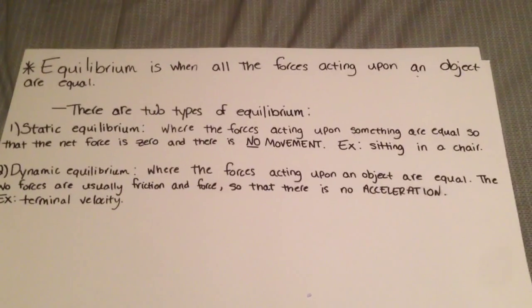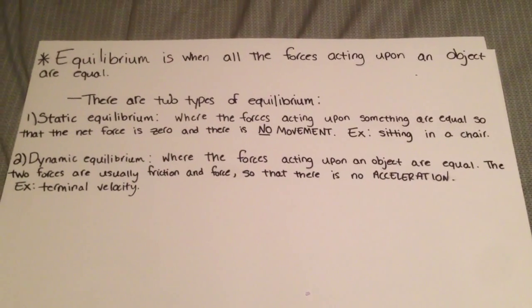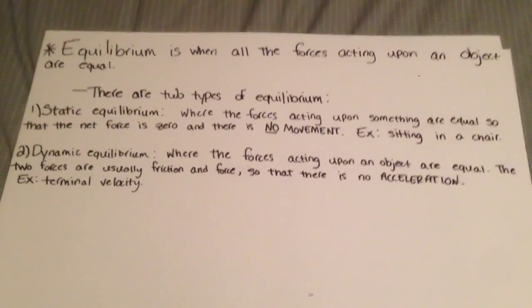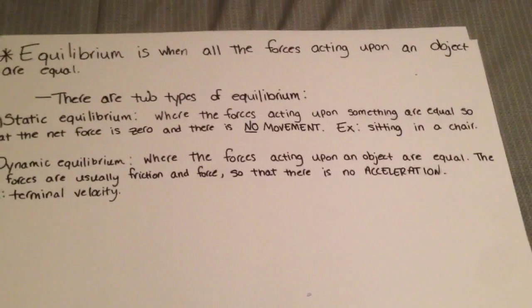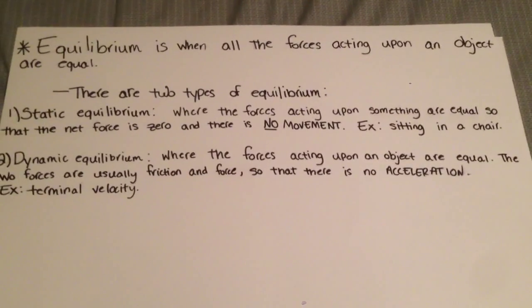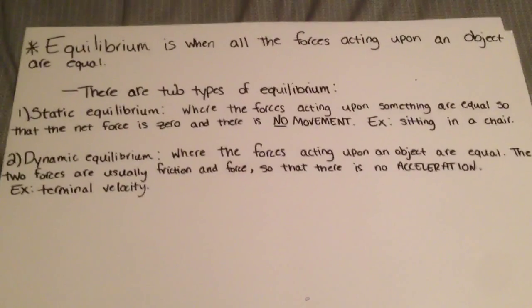In static equilibrium, the forces acting upon an object are equal so that the net force is zero and that there is no movement. Take note that in static equilibrium there is no movement. And a good example of this is sitting on a chair because you have the person in the chair with gravity pulling them down, and the chair pushes back. So the chair pushes back just as much as gravity pulls the person down.